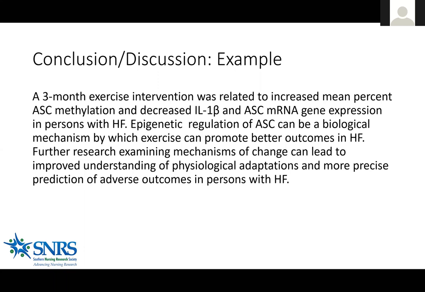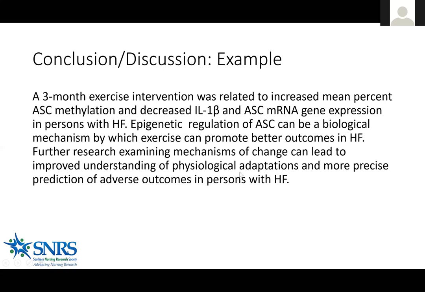So the conclusion or discussion of this study was from an exercise intervention in people with heart failure, looking at methylation of a gene and how that relates to inflammation. And so here we said a 3-month exercise intervention was related to increased mean percent ASC methylation and decreased IL-1 beta and ASC mRNA gene expression in persons with heart failure. So that was one sentence that really summarized the important results from the section. So then this left me 2 sentences where I could really talk about the implications. So epigenetic regulation of ASC can be a biological mechanism by which exercise can promote better outcomes in heart failure. So that's a much bigger impact than the first example, I think.